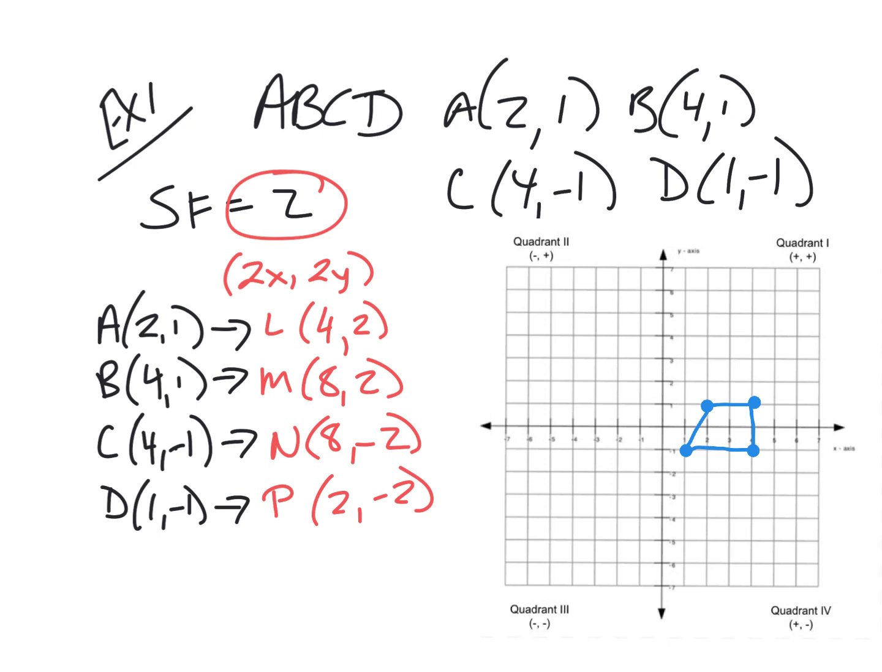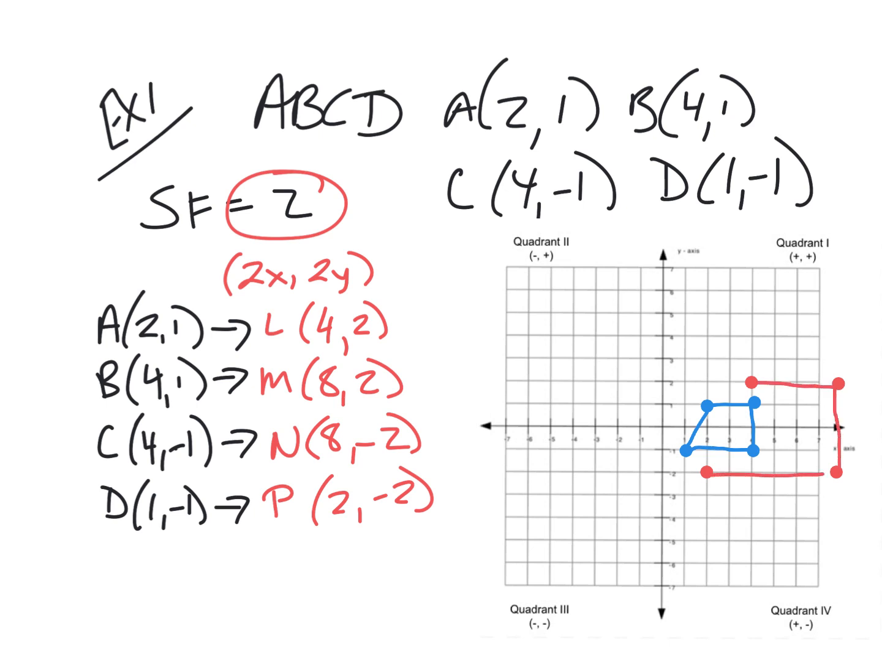Make my dot bigger. So I'm going to go over 4 up 2. So there's my first point. Terrible point. Let me try that again. There we go. Then over 8. Whoops, my graph's not big enough. Up 2. I'll just pretend my graph is big enough. Over 8 down 2. And then over 2 down 2. All right, and then we connect.